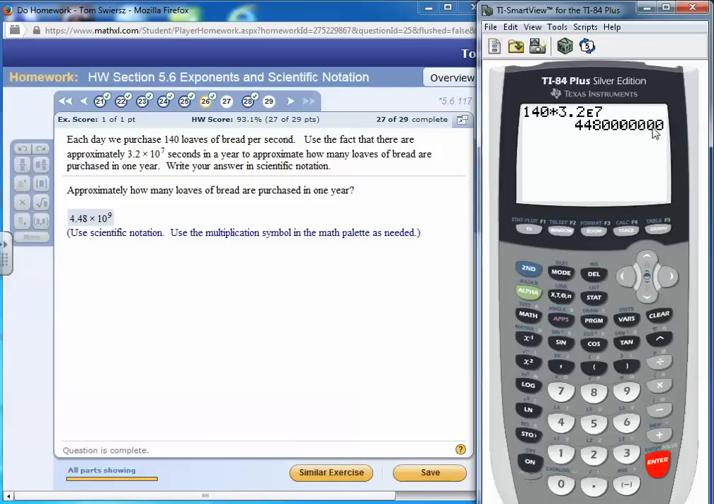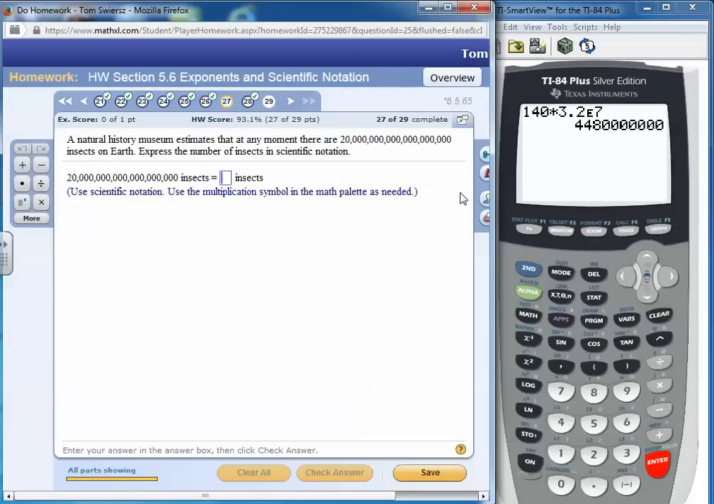And you would count over 1, 2, 3, 4, 5, 6, 7, 8, 9. So it'd be 4.48 times 10 to the 9th, which is what we got previously. Okay? All right, very good.